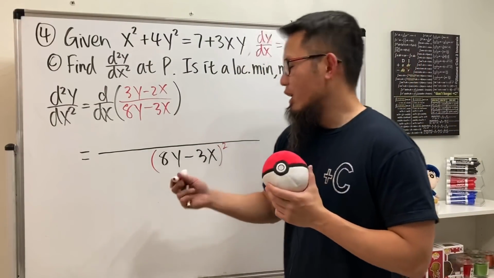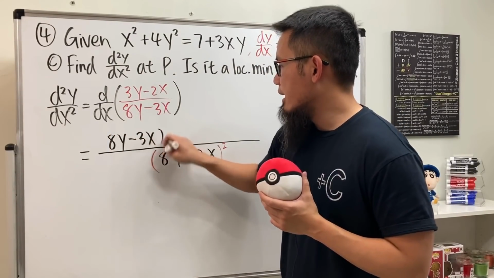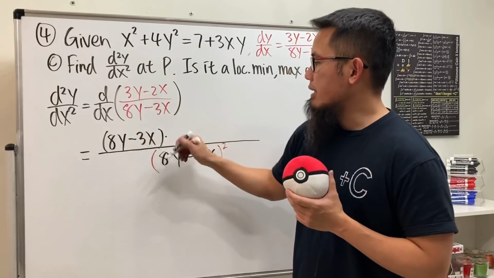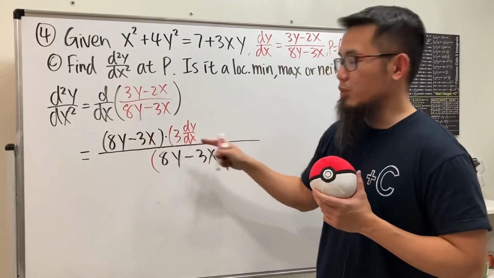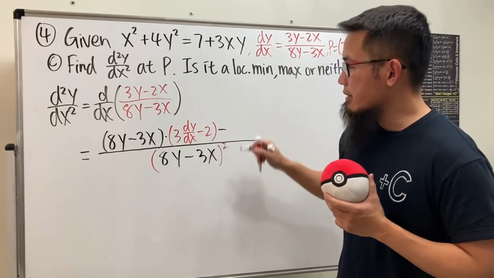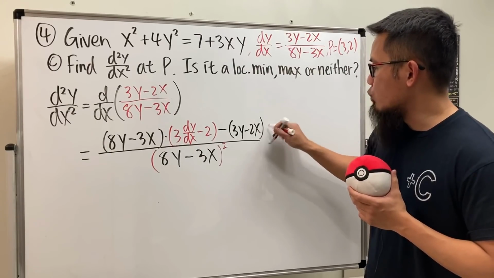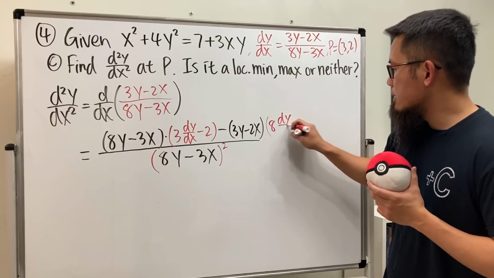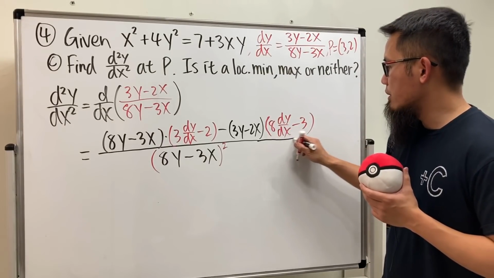And the quotient rule says, go ahead and put out the bottom function, which is 8y minus 3x, and then we are going to multiply by the derivative of the top function. Derivative of 3y is going to be 3, and you write down dy/dx, right? The derivative of y is dy/dx. And then the derivative of negative 2x is just negative 2. And then minus the top function, which is 3y minus 2x, and then we multiply by the derivative of the bottom, which is going to be 8 dy/dx, and then minus 3. So that's what we have, and that's pretty good.